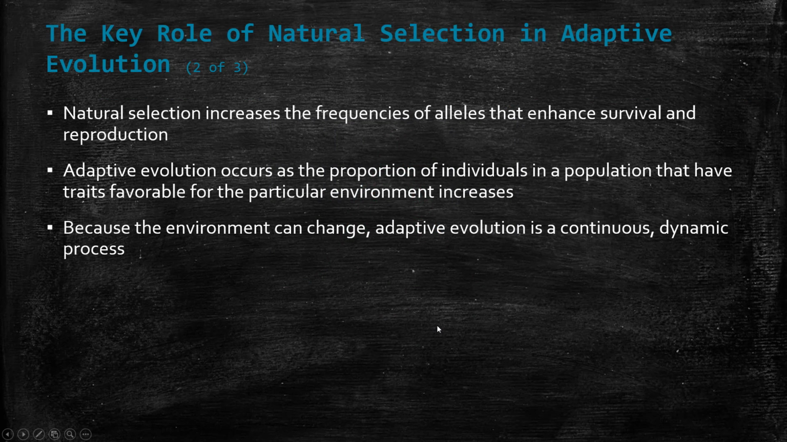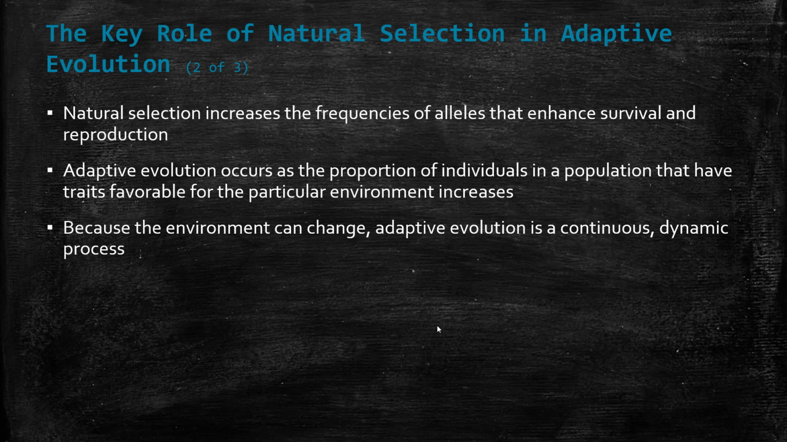So natural selection increases the frequencies of those alleles that work well in the environment for survival and for reproduction. Now, adaptive evolution, meaning when organisms can adapt to their environment, that occurs when those favorable traits become more and more common, right? And only natural selection can do that. Drift, flow, those other things, they don't cause adaptive evolution. They don't adapt an organism to its population.